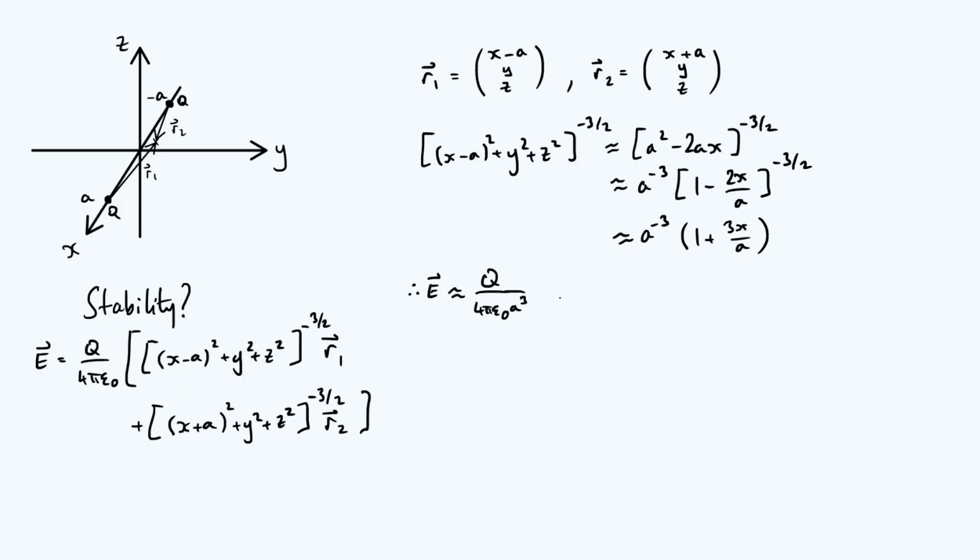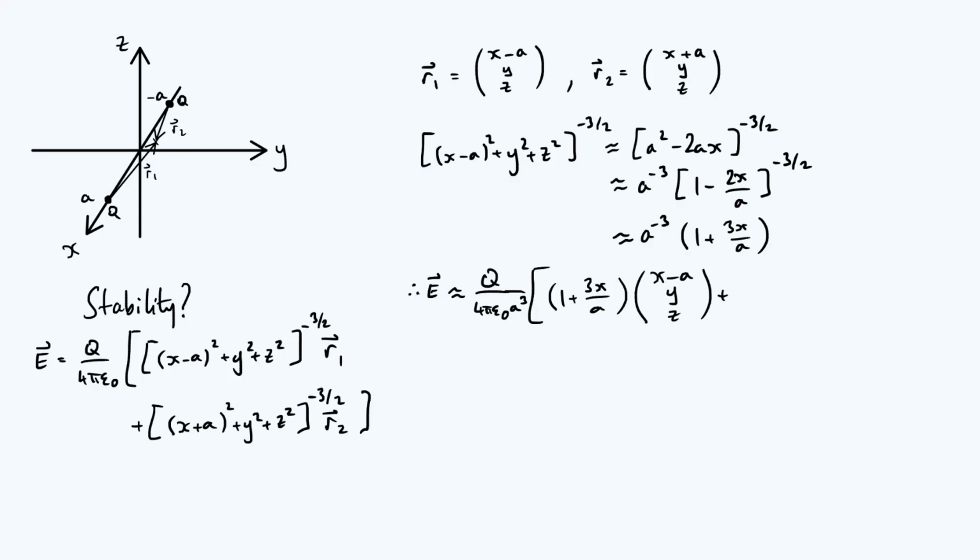So we may as well take that out as a prefactor of the whole thing and put an a cubed on the denominator there. Then substituting in our approximations, we have this 1 plus 3x over a, that's coming from this approximation that we just did, times the vector r1, but we already know the vector r1 is that stuff. So let's write that in as a column vector, x minus a, y, z, then plus our other term.